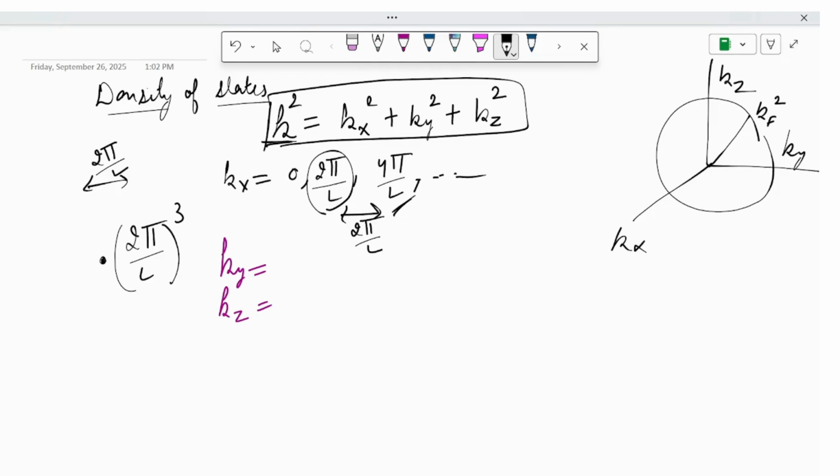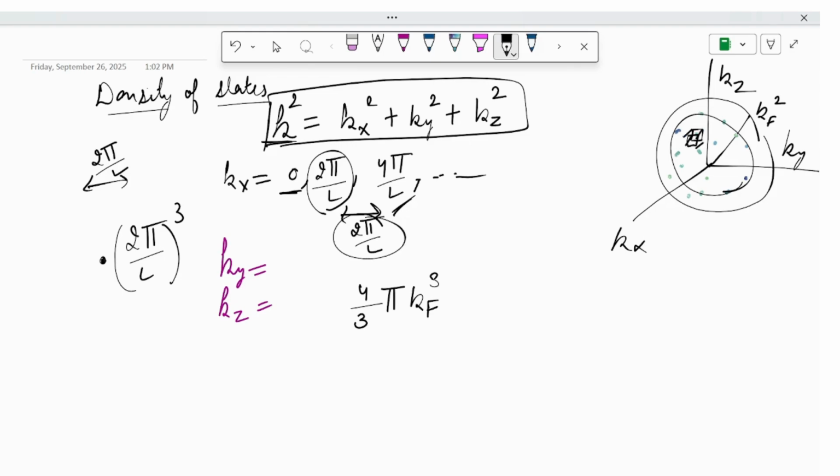So all the points in this sphere of radius kF can be found by finding the volume of this sphere, which is equal to 4/3 π r³. 4/3 π kF³ is the volume of this sphere. But all the points are not allowed, because we have already found that the allowed values of k are separated by the distance 2π/L.